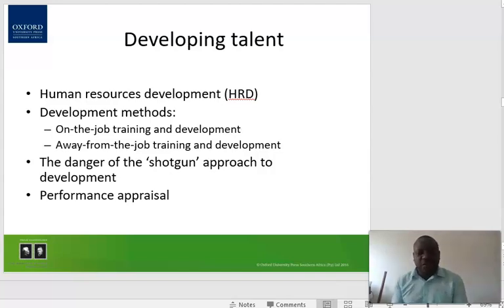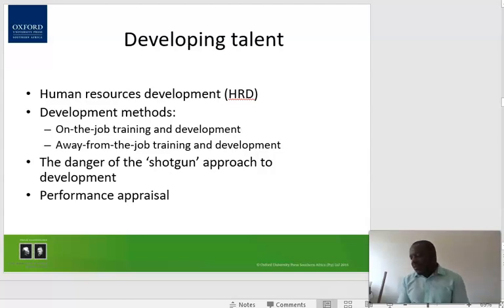Then there is also the issue of performance appraisal. Basically the purpose is to determine which aspects of the job the employee has performed exceptionally well, which aspects of the job the employee has complied with the requirements for, or which aspects of the job the employee has not complied with the requirements of. So basically that is it for performance appraisal.